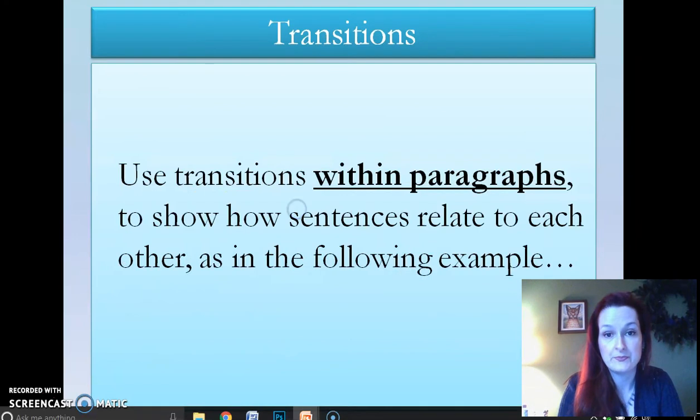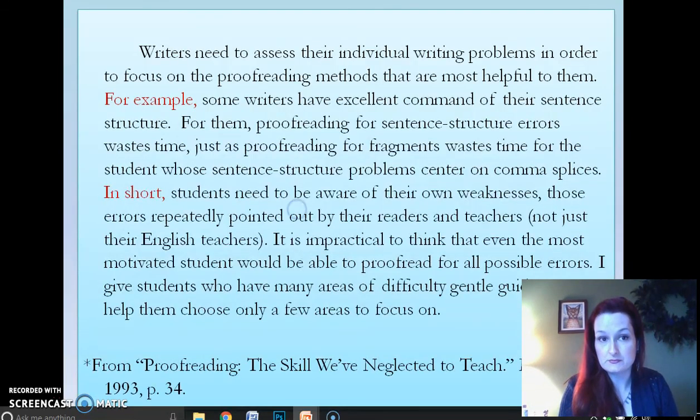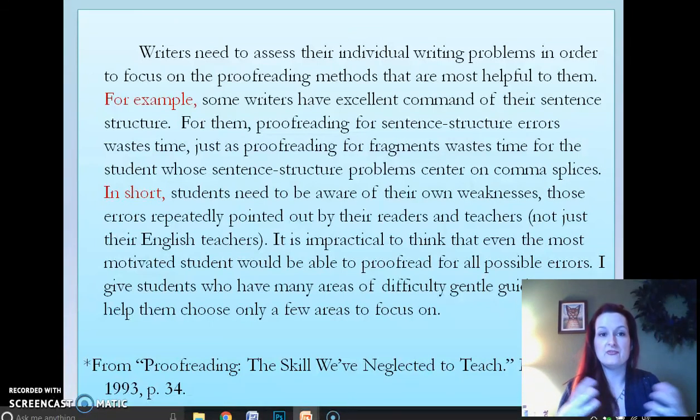You can use transitions within paragraphs to show how sentences relate to each other, like in the following example. And I'm not going to read this whole thing to you. I'll let you read it to yourself. But you can see the transitions in red there. And that's within a paragraph to smooth it out and make the flow more logical. So just take a moment to look at that on your own.